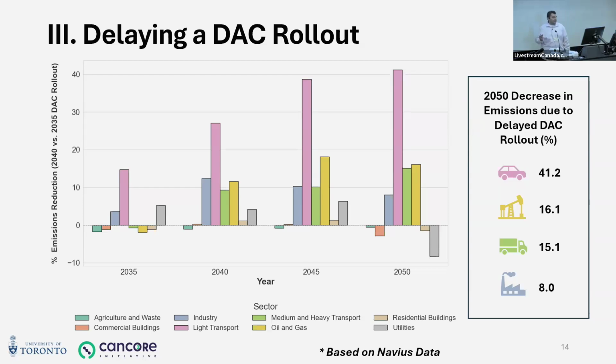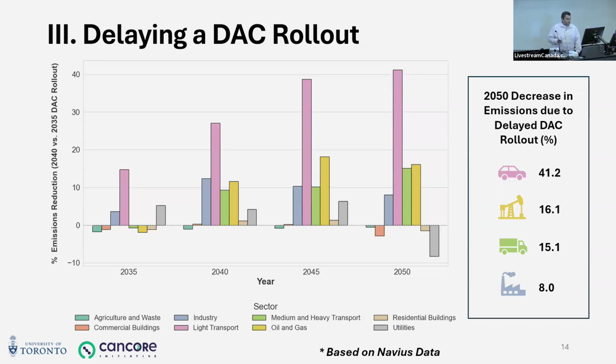We can see that delaying DAC is associated with stronger near-term mitigation, which makes sense, since we have to meet net zero anyway at the same time. Light transport here showed the biggest drop, emitting around 41% less in 2050 in scenarios where DAC rolls out in 2040 instead of 2035. Sectors like light transport already have low carbon alternatives available, like EVs. And without DAC to fall back on, the model ramps up direct mitigation sooner.